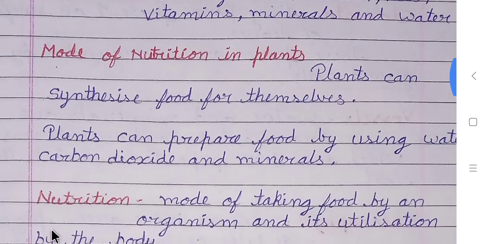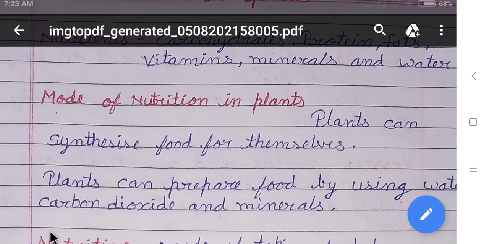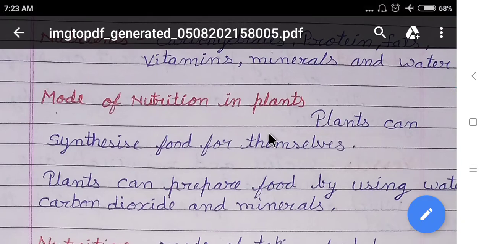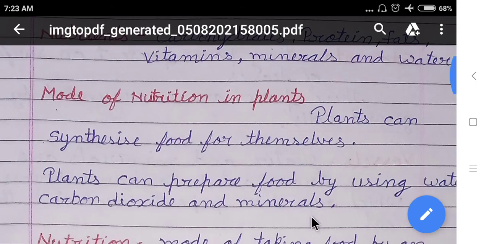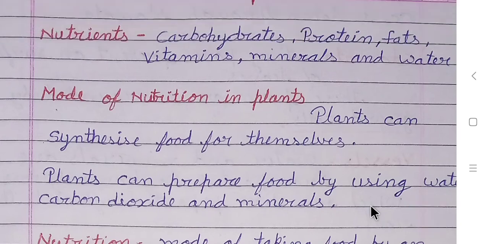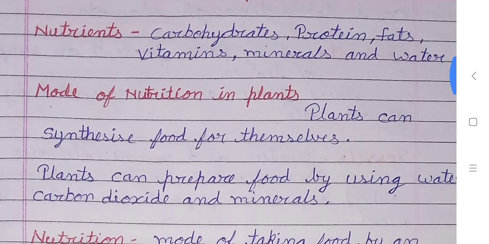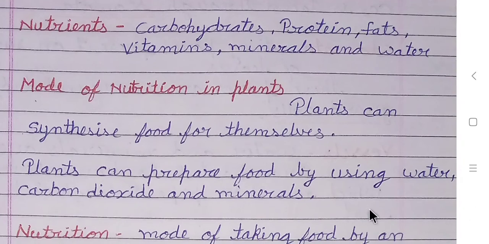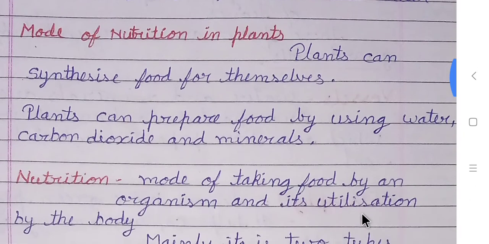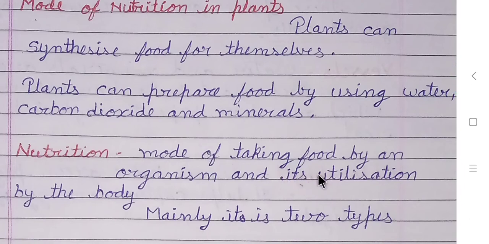Mode of nutrition in plants: how plants prepare their own food. We know that plants are the only organisms that can prepare food for themselves by using water, carbon dioxide and minerals, and these raw materials are present in their surroundings. Surroundings means soil, atmosphere, water, etc. So nutrition is the mode of taking food by the organism and its utilization by the body.